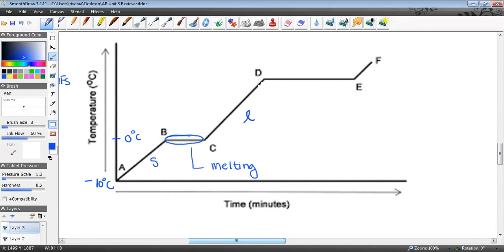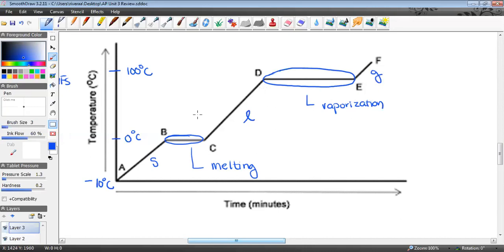The liquid particles will move faster and faster, and temperature will increase, all the way to 100 degrees Celsius, where all of a sudden that curve is going to flatten out again. Because this is where the liquid water turns into water vapor. This is where it boils. Vaporization. Oops, it's an ugly circle. Okay. And then up here is where it's a gas.